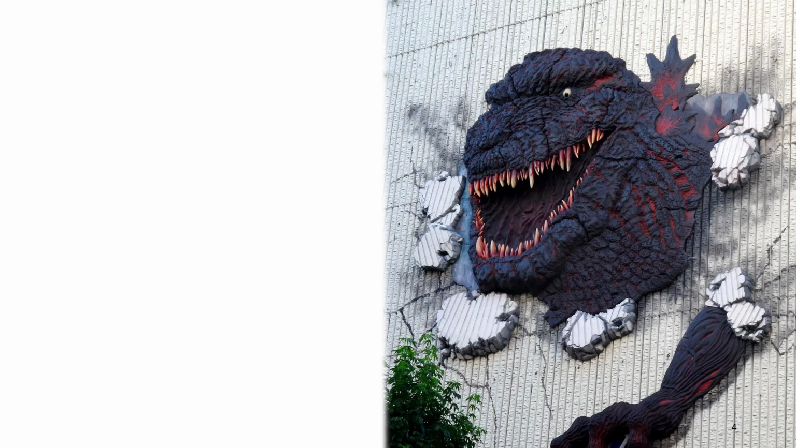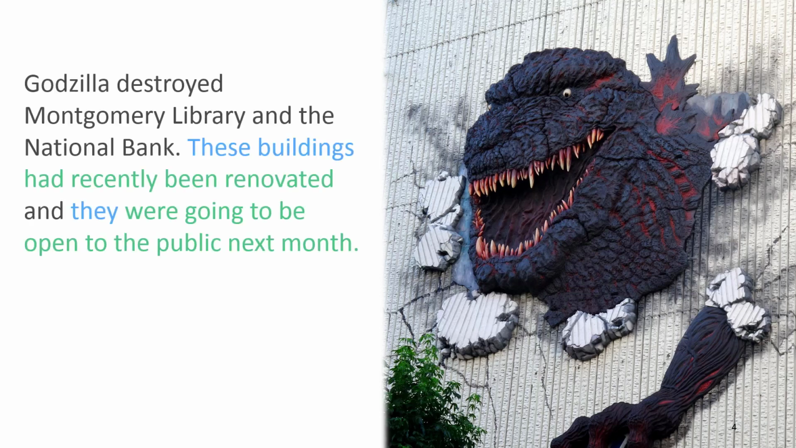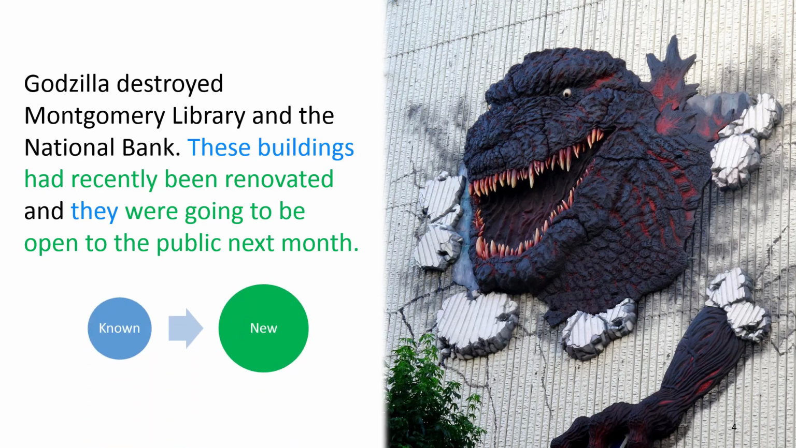Let's take a look at an easy example that illustrates how to achieve effective information flow in your sentences. Godzilla destroyed Montgomery Library and the National Bank. These buildings had recently been renovated, and they were going to be open to the public next month. We can see how the second and third sentences start with known information. They refer to the buildings that were destroyed. And what comes after that known information is something new. The new information is at the end where readers expect it.